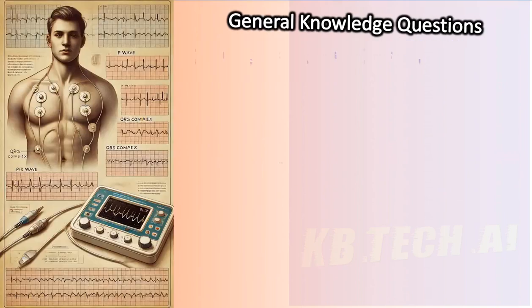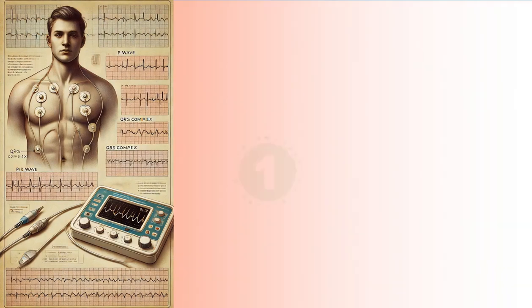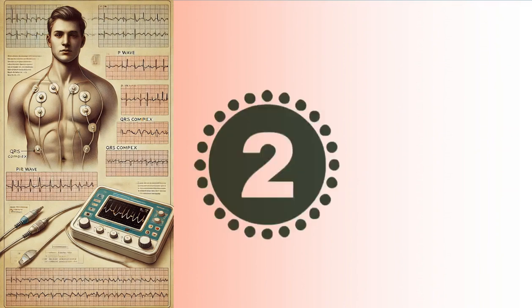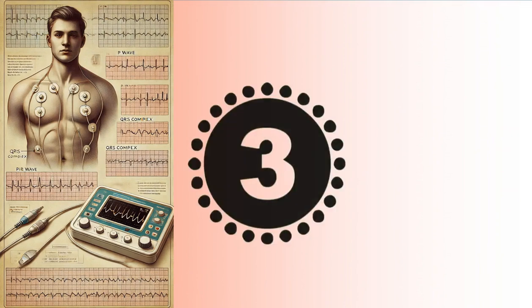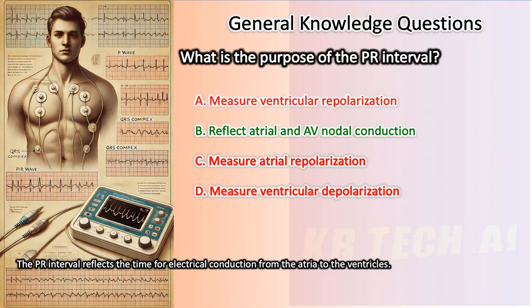P wave. What is the purpose of the PR interval? Option 1. Measure ventricular repolarization. Option 2. Reflect atrial and AV nodal conduction. Option 3. Measure atrial repolarization. Option 4. Measure ventricular depolarization. The answer is option 2. Reflect atrial and AV nodal conduction.